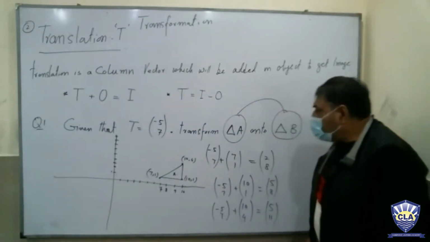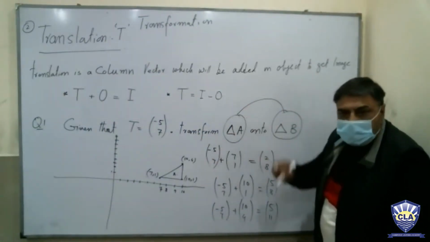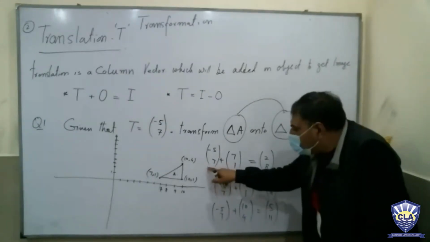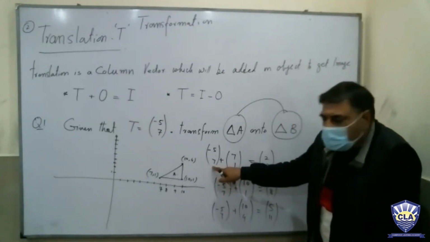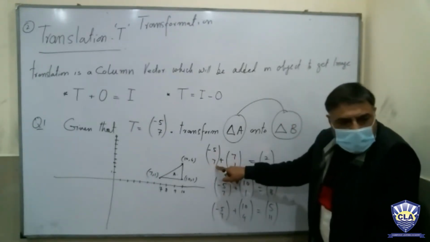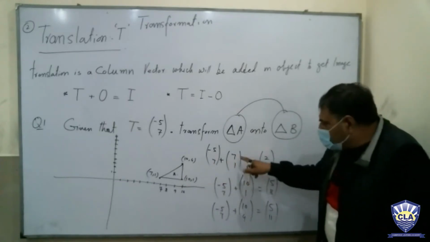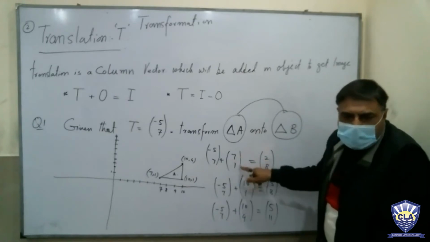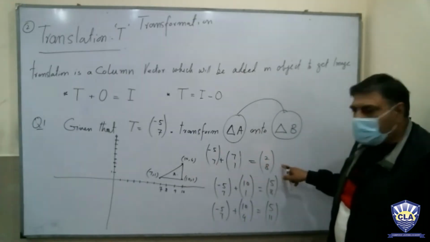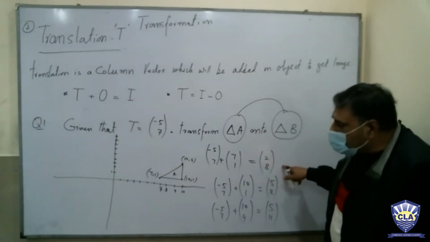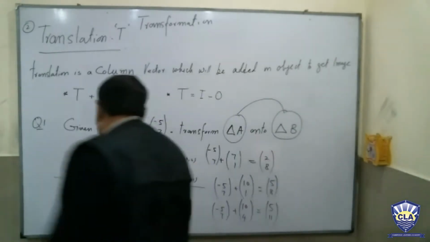Now, first formula: translation plus object equals image. It is the translation which is given in the question, minus 5 and 7. Please add it one by one to all the points of the triangle. First point is 7, 1. Please add this one. You will get 2, 8. Now mark 2, 8. Where is 2?